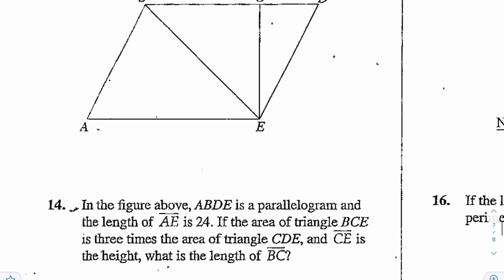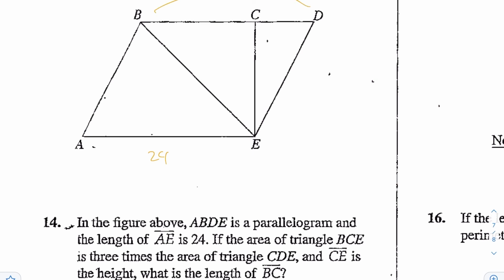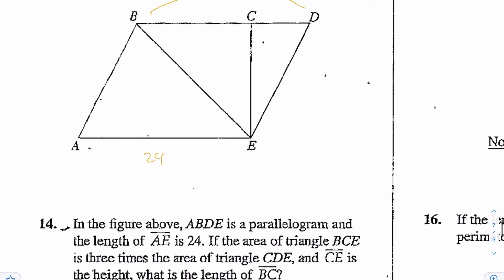Next, for number 14, in the figure above, ABDE is a parallelogram, and the length of AE is 24. Now, if the area of triangle BCE is 3 times the area of triangle CDE, and CE is the height, what's the length of BC? All right, so here ABDE is a parallelogram, so opposite sides are equal, so that means that the base, BD, is also going to be 24.